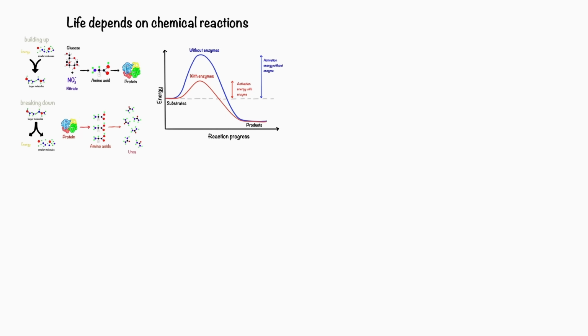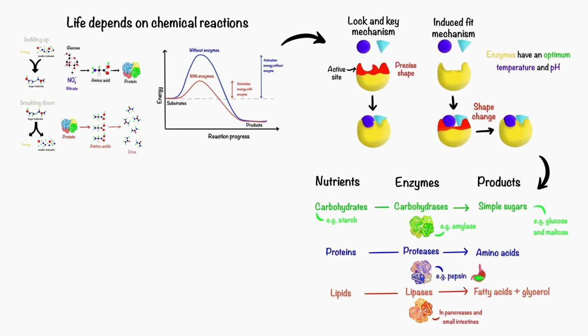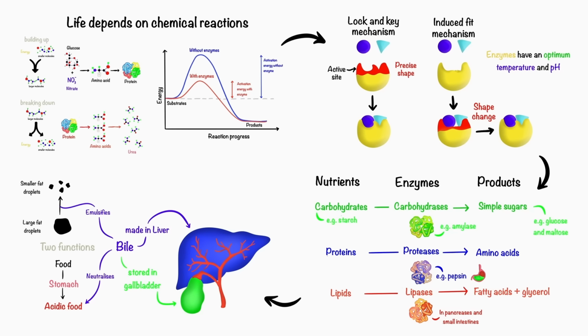In this lesson, we'll begin by looking at what enzymes are and why living organisms need them, then examine their structure and how they catalyze specific reactions, learn about the different digestive enzymes and where they're produced, and finally, follow food through the digestive system to see how enzymes break it down into usable molecules.